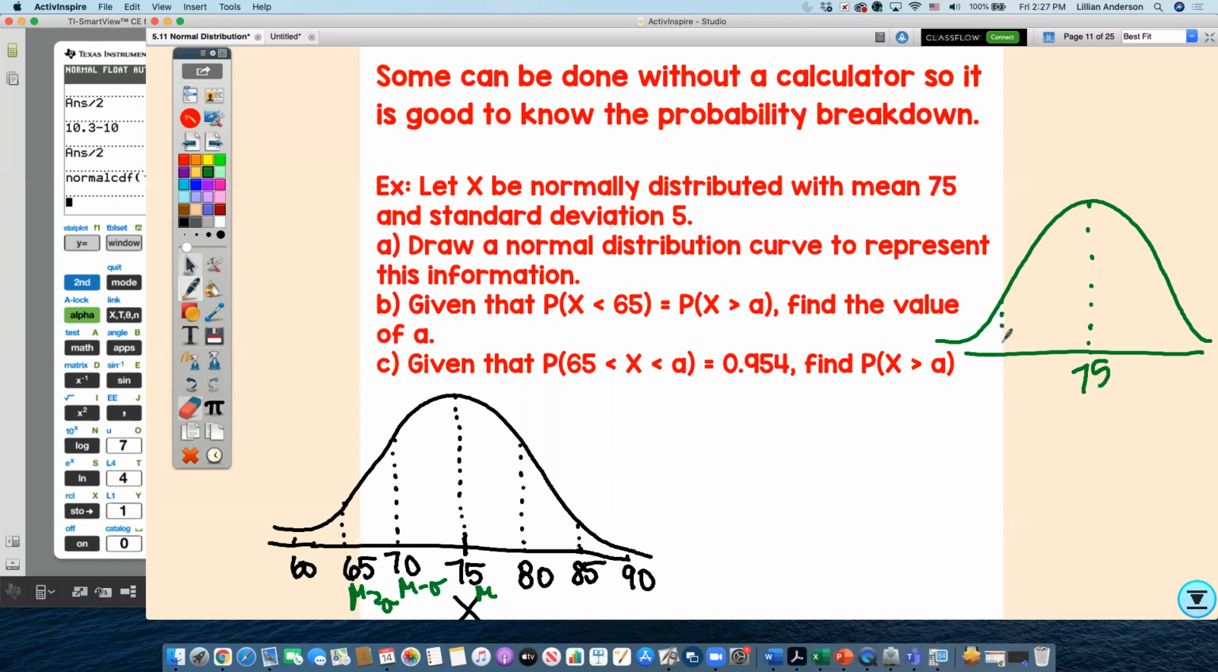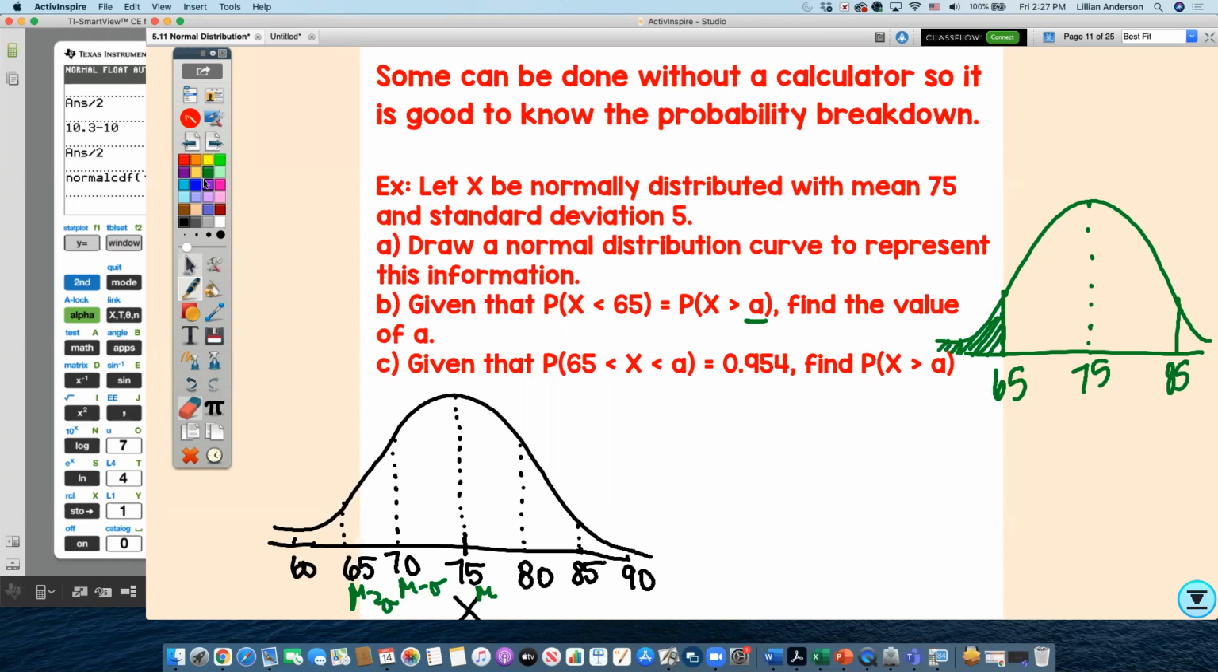What's the value of A? 65 is on what standard deviation? The second, which means that whatever probability is less than that value is going to be the exact same as the probability of X being greater than some other value. 85. It's going to be 85, because isn't 85 your mean plus 2 standard deviations?